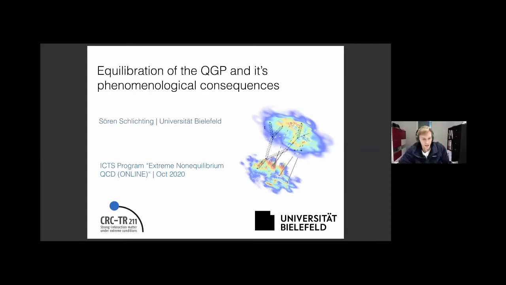Okay, so since this is the first talk of this meeting, I figured I would start by giving a little bit of an overview about what we have understood about equilibration of the QGP at early times in heavy ion collisions, but then also following this bit of a theoretical discussion, speculate a little bit on some of the phenomenological consequences that may have.